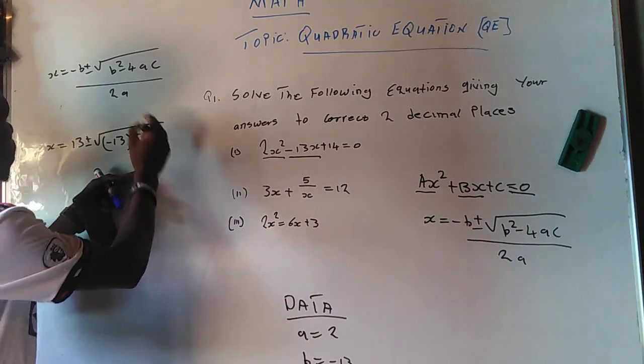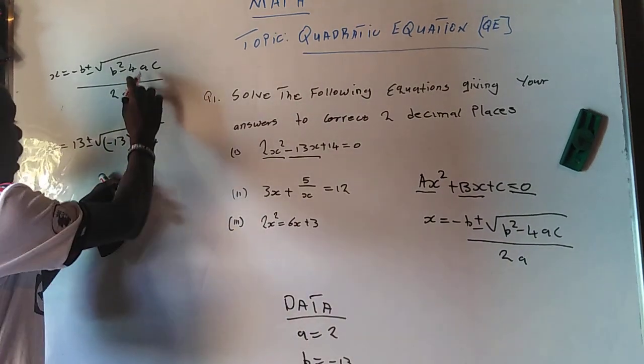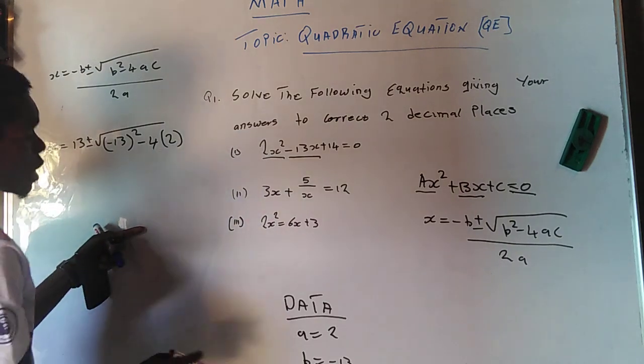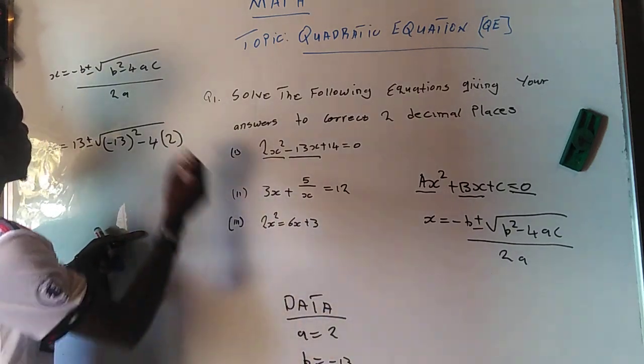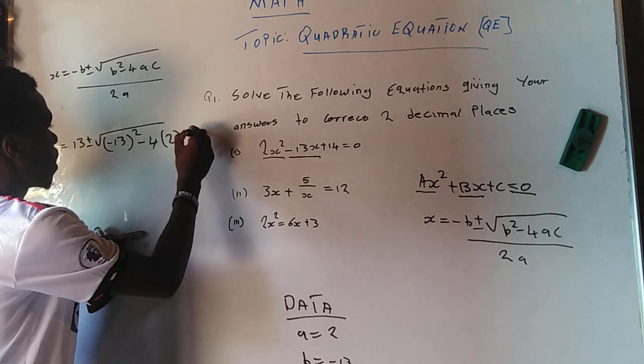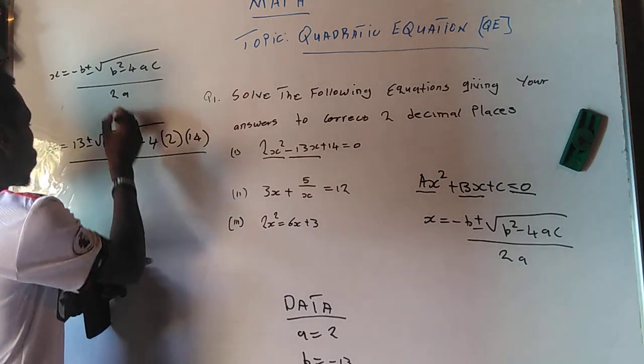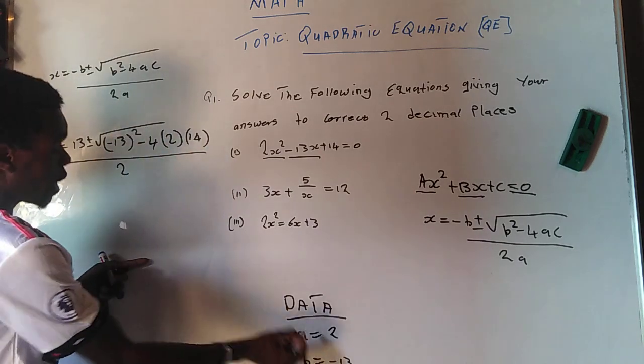Then 4a: which one is my a? My a is 2. C, which one is my c? It's 14 here, over 2a. My a is 2.